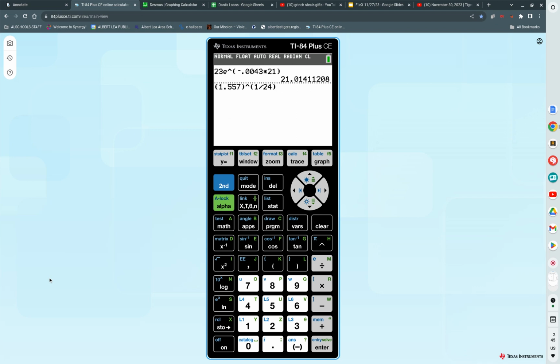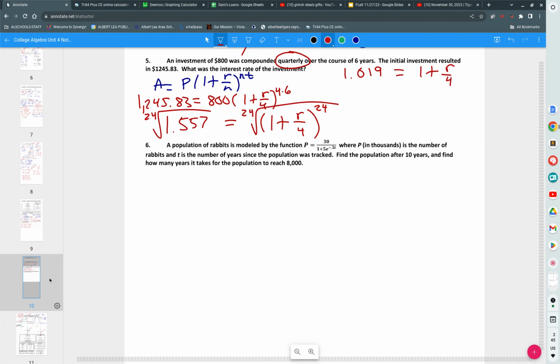Is that what you did, or did you grab the other option? In math, you have a number 5 that gives you whatever root you want. So you put a 24 first, and then you do that. Yeah, that's another option.